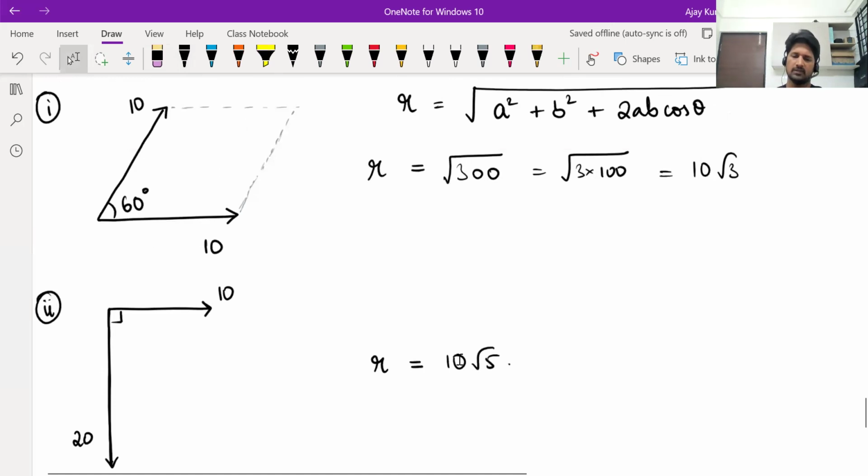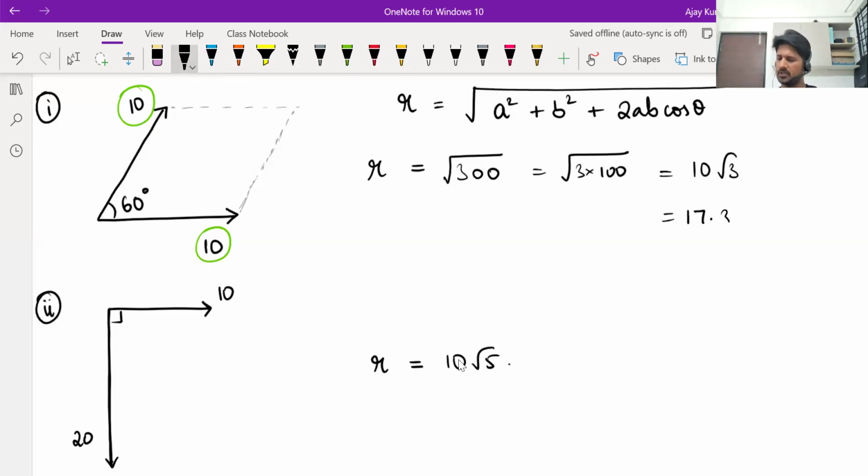So basically what we are seeing here is, if there's a 10 Newton force and another 10 Newton force, two 10 Newton forces don't always behave like a 20 Newton force. Like in this case, root 3 is 1.732. Multiply that with 10, it's about 17.3 newtons. So a 10 Newton force and a 10 Newton force can result in a 17.3 Newton force also. That possibility is there, depending on the angle at which they act.